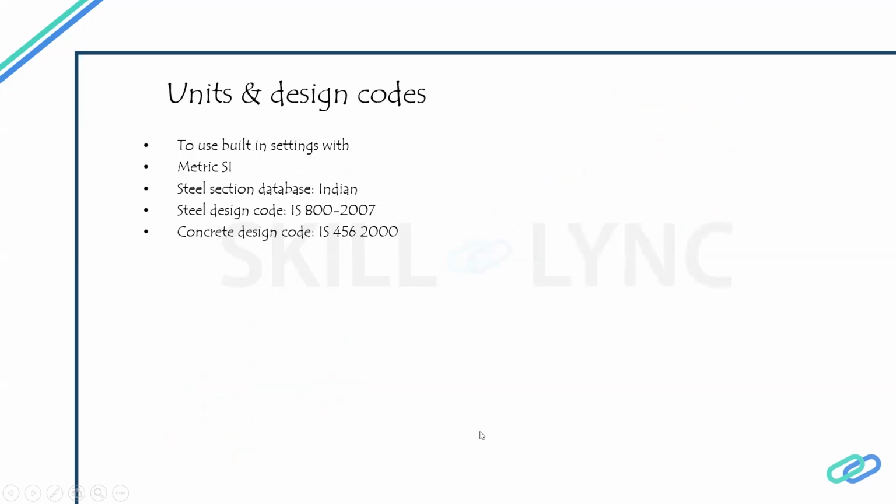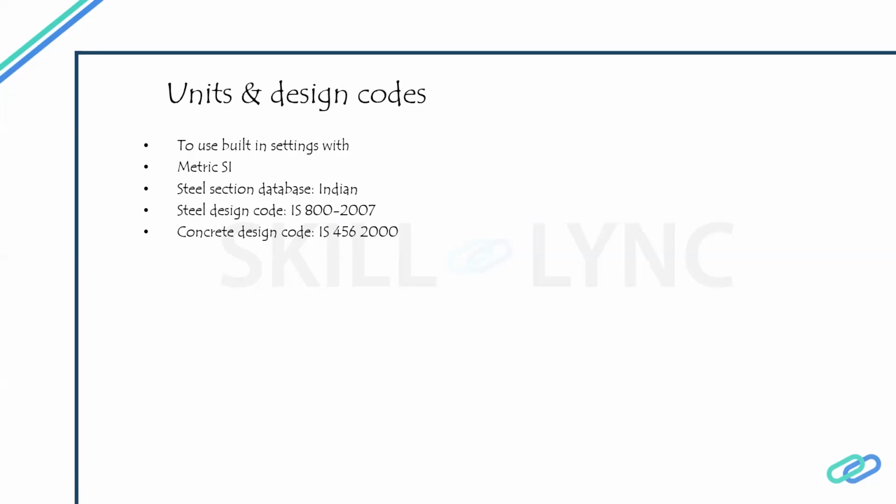The first step when you are supposed to start the ETABS software is to feed certain steps. In that, I always use the built-in settings, which is one of the options available as a pop-up message, with certain parameters. The first one is the metric unit we need to set. Since we are working on Indian standard examples, we will be going for metric SI units.